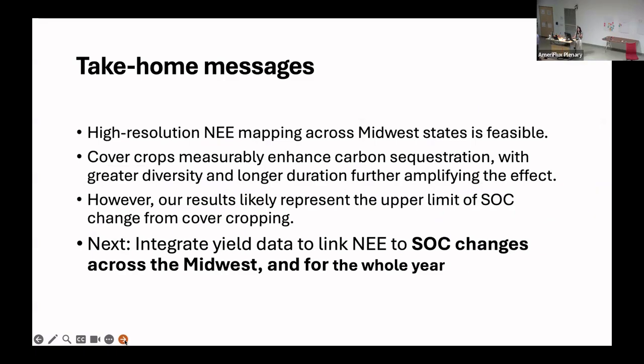These are the take-home messages, as timing is running out. High-resolution NEE mapping across the Midwest is feasible, and cover cropping can measurably enhance carbon sequestration. Greater diversity and longer duration further amplify this effect. However, our results likely represent the upper limit of the SOC change from cover cropping, because we're only using the dominant season right now.